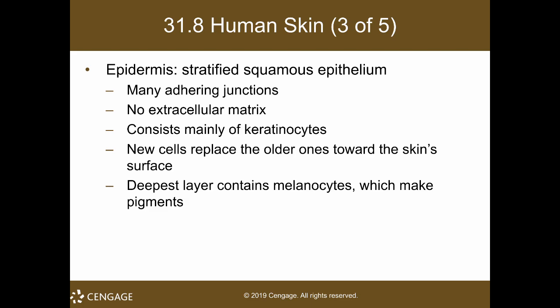The deepest layer contains your melanocytes, which make your pigments. So we have different shades of color. Different people have different shades of color in the skin based on the amount of melanin that you have.